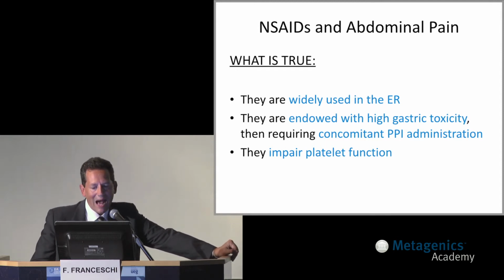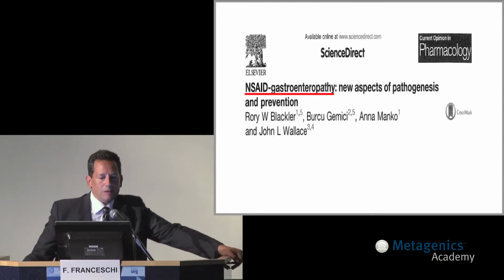They are endowed with high gastric toxicity, then require concomitant PPI administration, and they impair platelet function. The last point is also very important because when we see a patient, especially in the ER with abdominal pain, we don't know whether this patient will need surgery or not. So if I treat this patient with NSAIDs and impair platelet function, this could be very harmful for the patient.